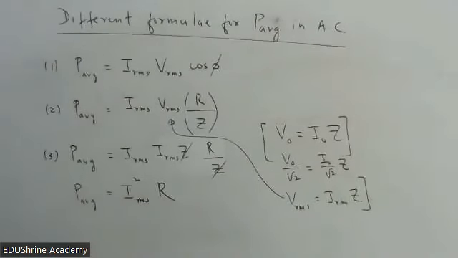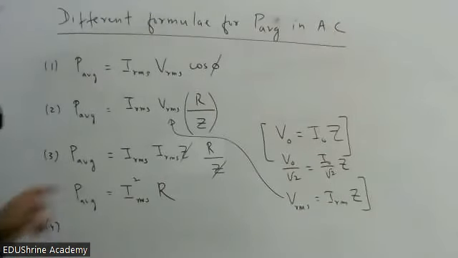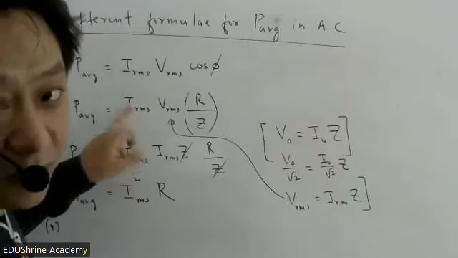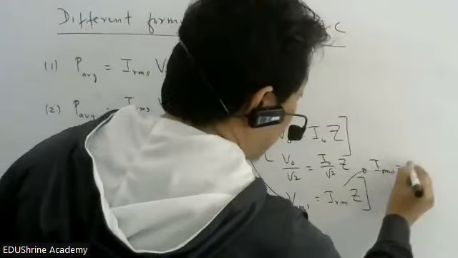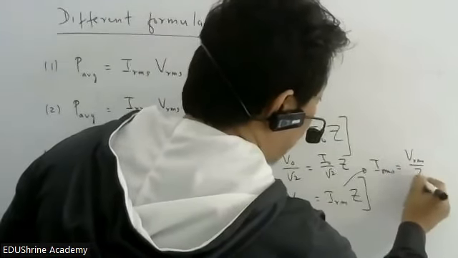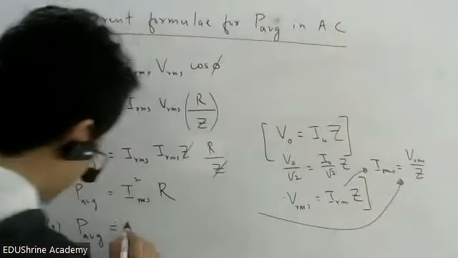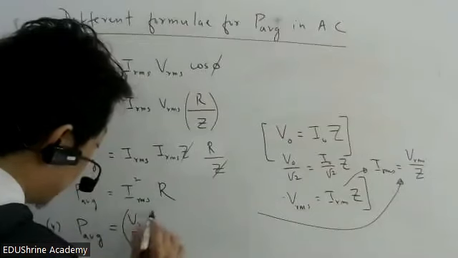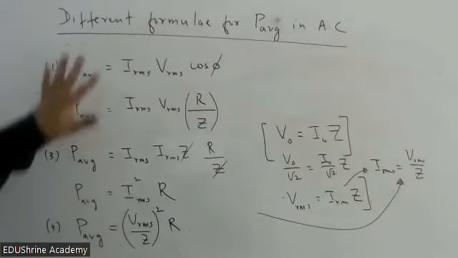I square R, that is, I RMS square into R. So try to remember this, okay? Now here, if you notice, I substituted for VRMS. What if I substitute for IRMS? Because I can get IRMS is equal to VRMS by Z. So in place of this IRMS, you can write from here VRMS by Z whole square into R. So these are the formulas for average power.